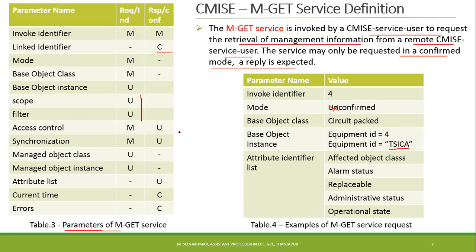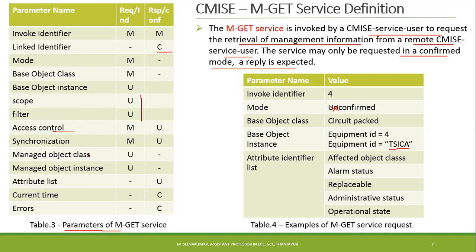The access control parameter is initiated by the manager. The manager system uses this information to determine if the requester has permission to invoke this operation. A specific error has been defined to be indicated in the denial of access control. Synchronization is used to synchronize the scope, filter and access parameters, assuring the selection of the multiple objects.